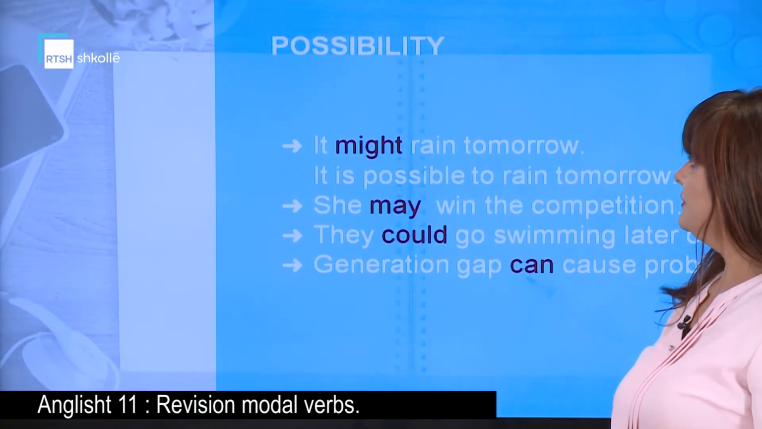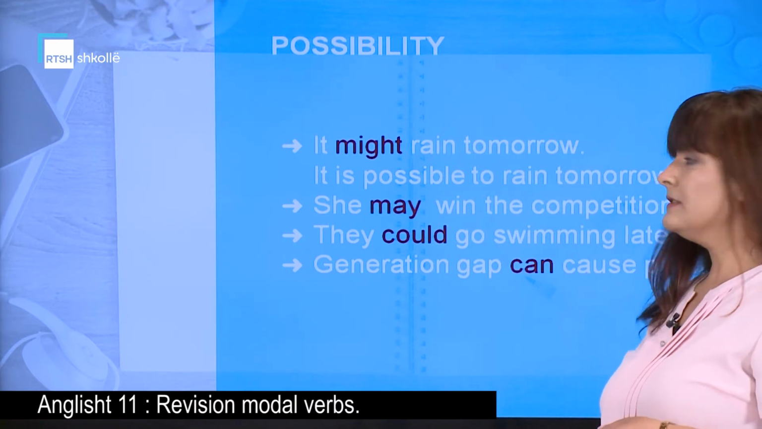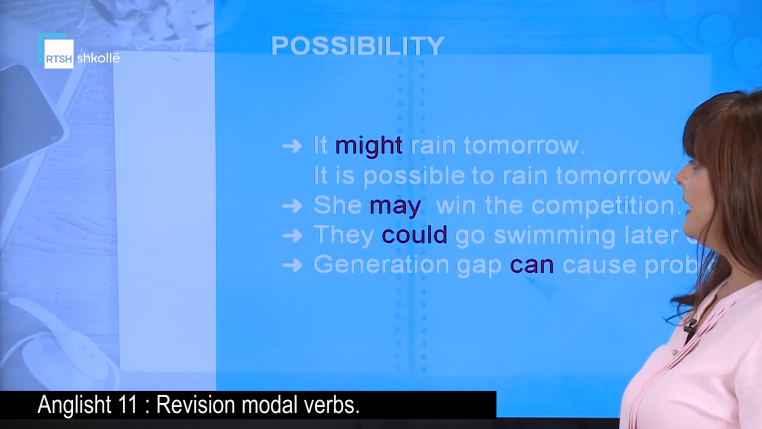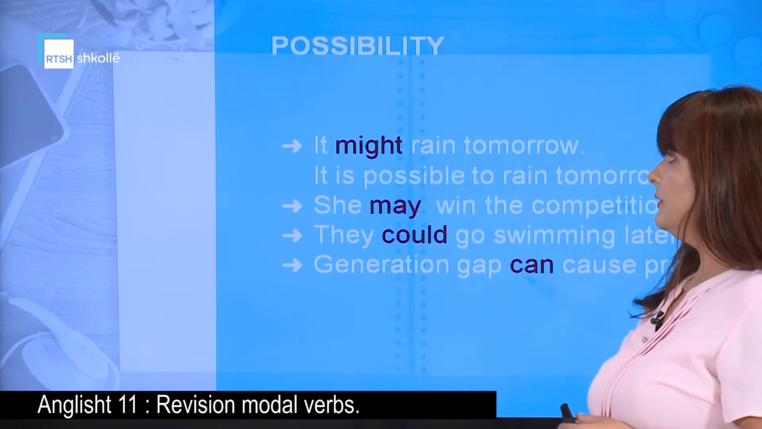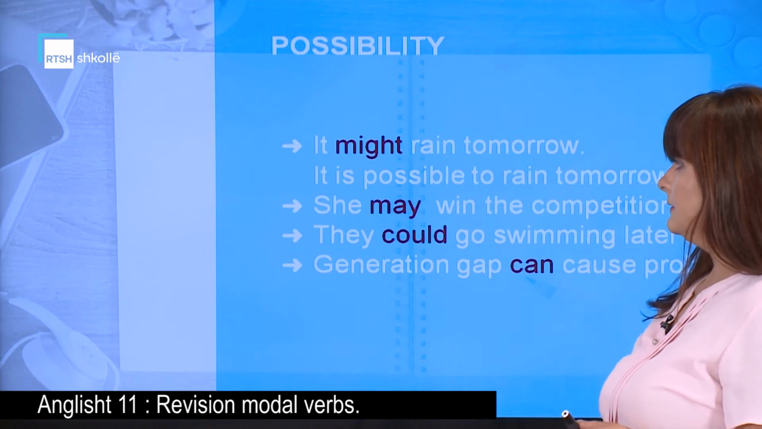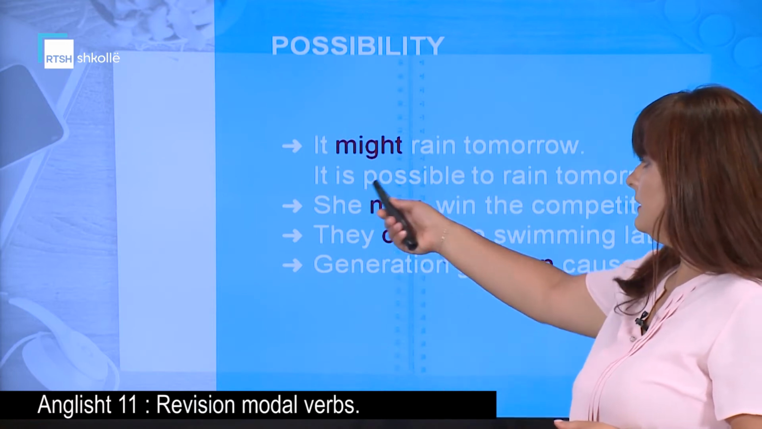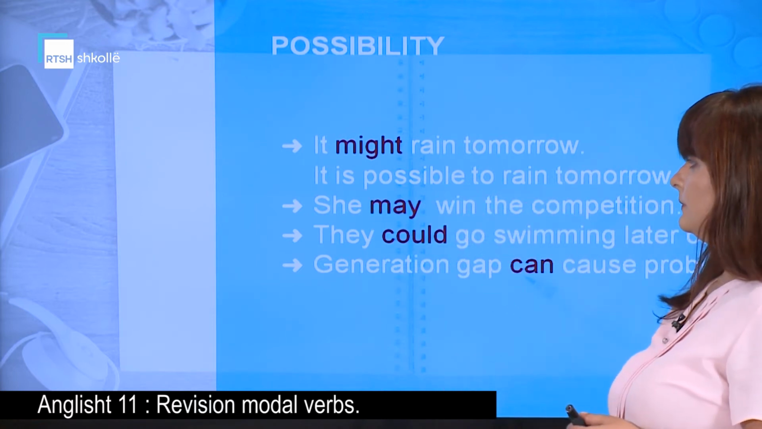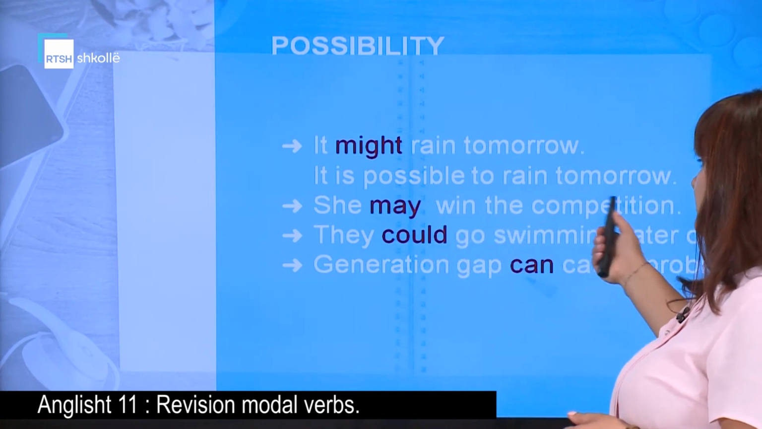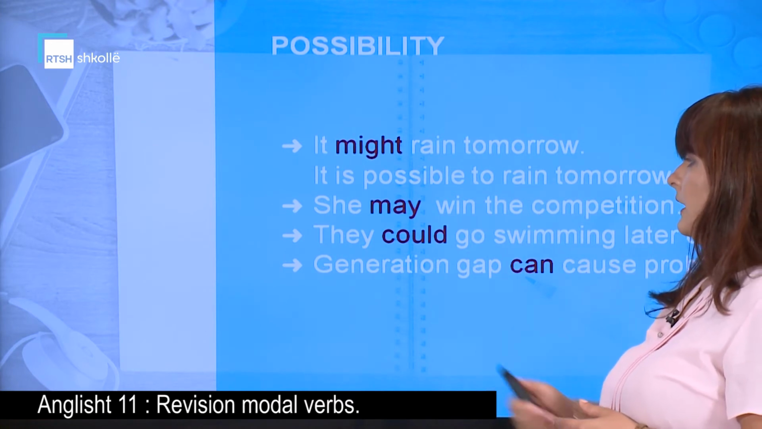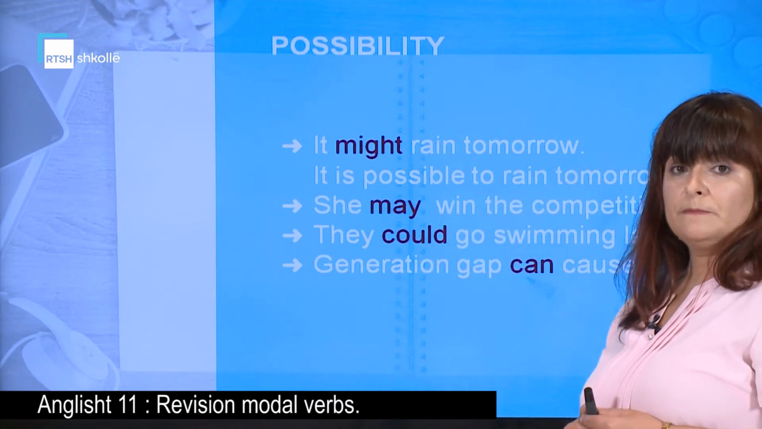Let's start with the first modality, which is possibility. Have a look at the sentences. It might rain tomorrow. Might is a modal verb. It expresses possibility. And the whole sentence has the meaning of it is possible to rain tomorrow. Let's go to the second sentence. She may win the competition. It is possible that she wins the competition.